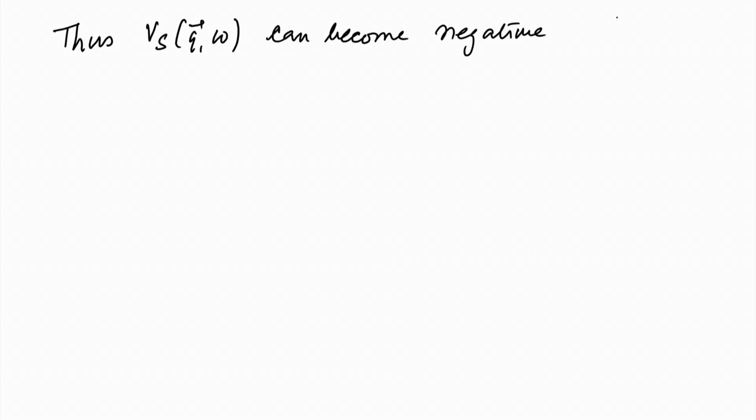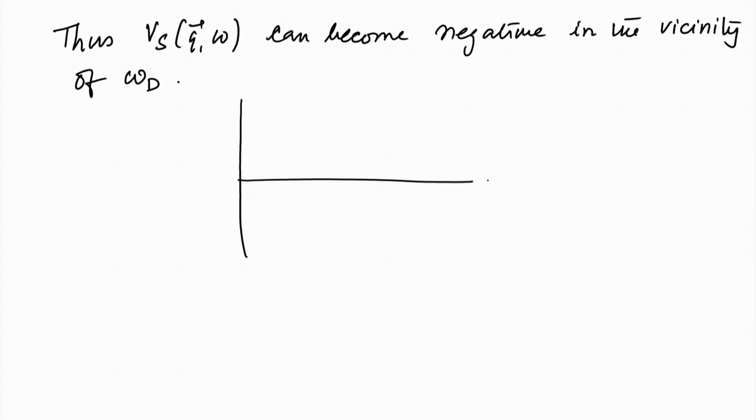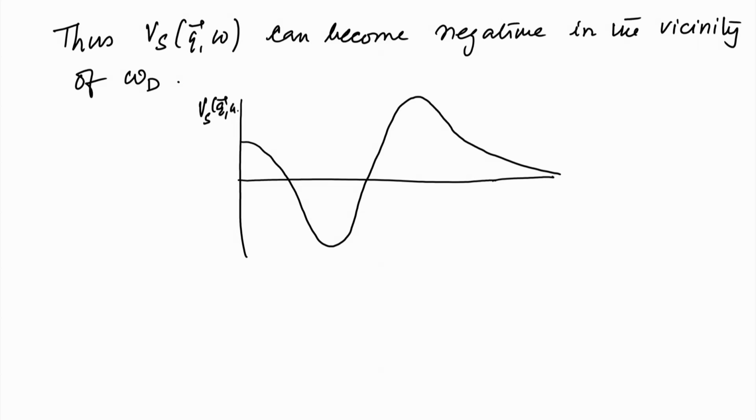In the vicinity of omega d. Okay. So, it is possible for two electrons to bind if they construct a relative wave function which selectively uses a frequency range that is given by this. So, if you plot this, this is V s q omega and this is omega, and it is in this range that it is negative, and one can have an attractive interaction.